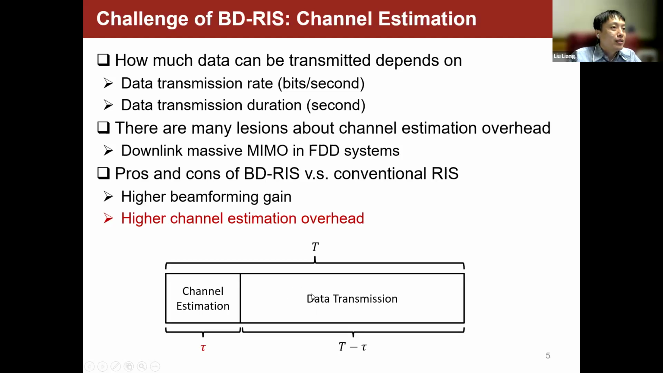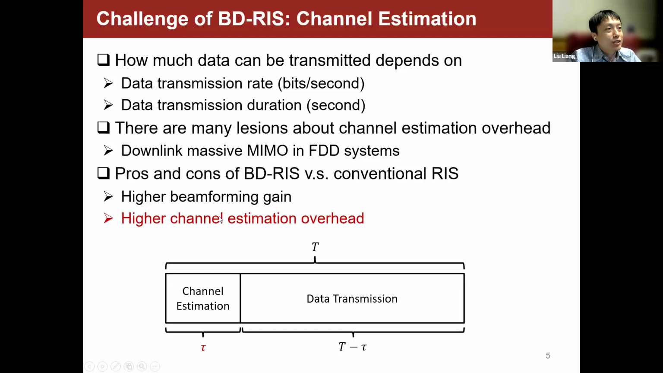So overall, the number of bits transmitted in each coherence block maybe is fewer than that in the conventional RIS-aided communication if we consider channel estimation overhead, right? We have a lot of examples. For example, for massive MIMO, the beamforming gain is higher. But for downlink massive MIMO in FDD system, we have to estimate the channels in the downlink. Then the overall throughput is not as good as the conventional MIMO system because of this channel estimation overhead issue.